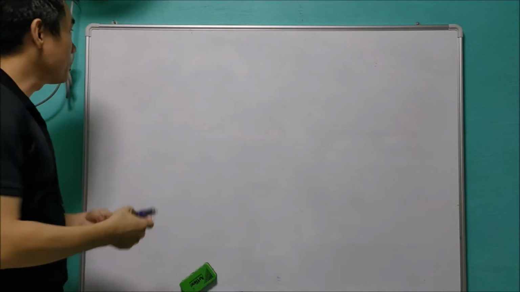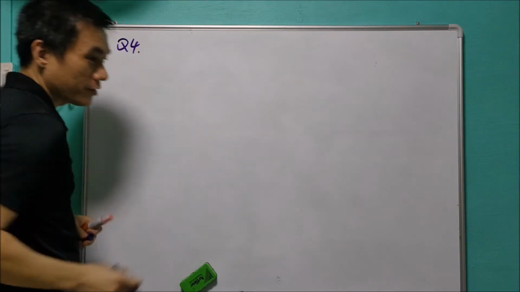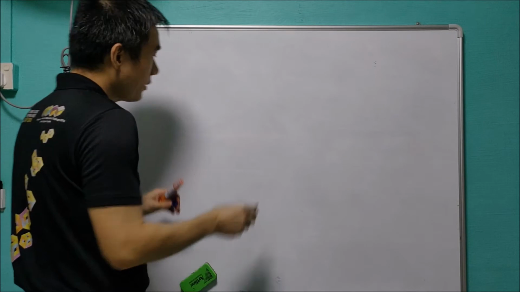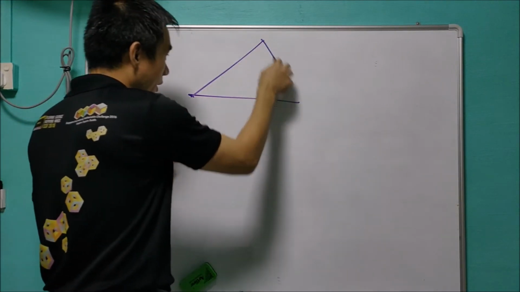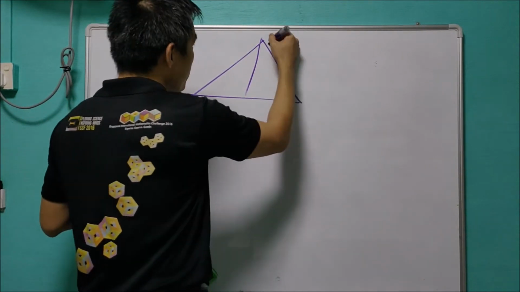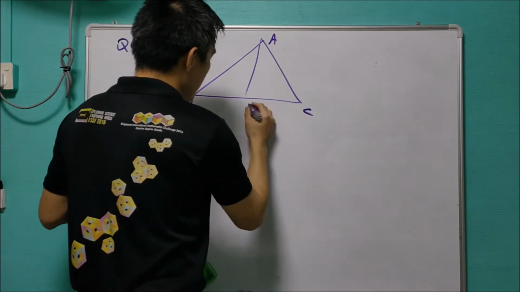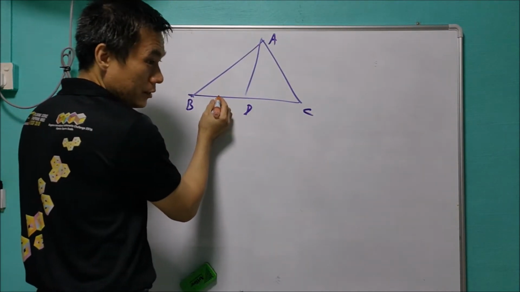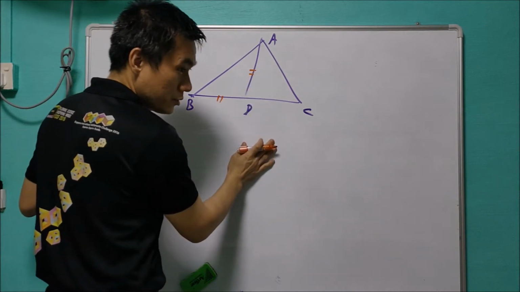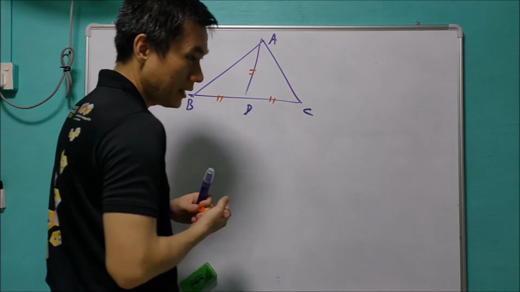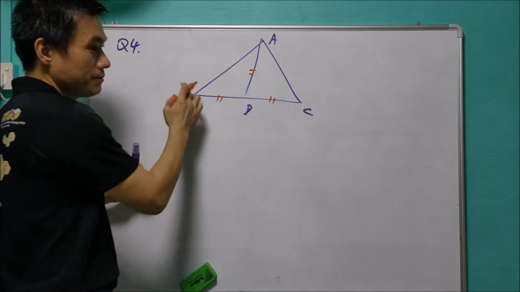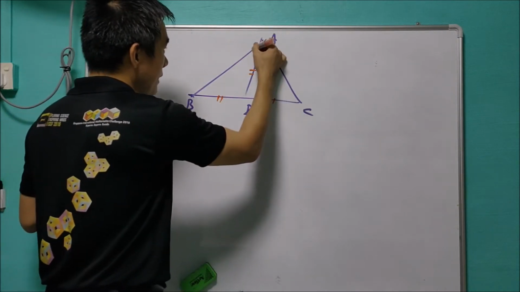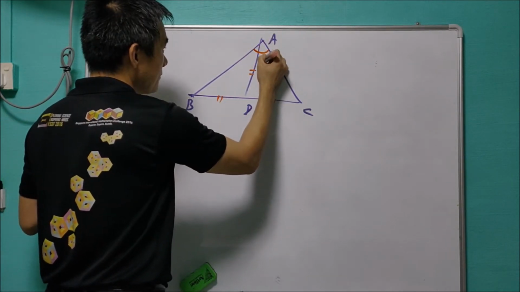So we go to question number 4. For question number 4, you have the following diagram where you have A, B, C, and D. In this case, BD equals DA equals CD, and you are going to find what is BAC. What is this angle?